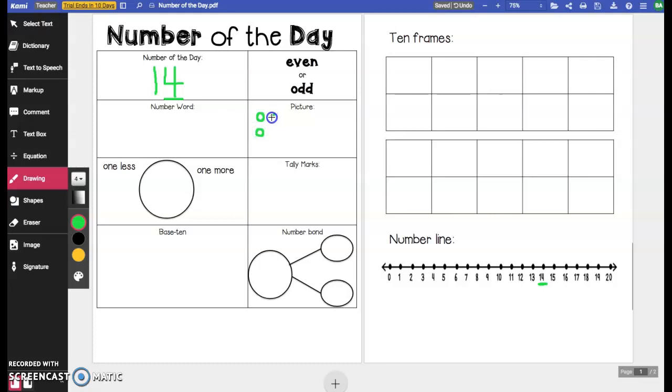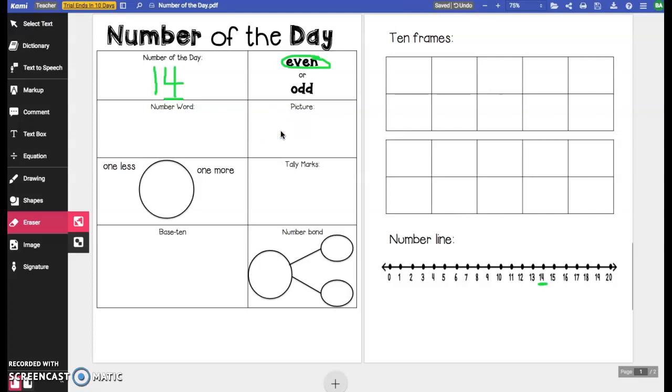1, 2, 3, 4. They have a dance partner. No oddball. So I know that 14 is even. I could also count by 2s. 2, 4.